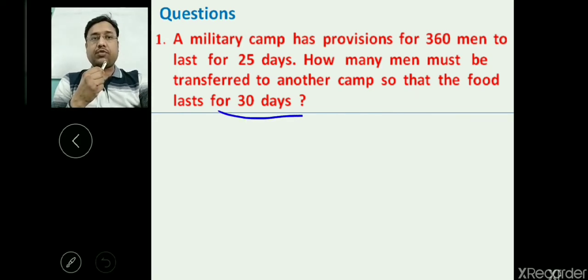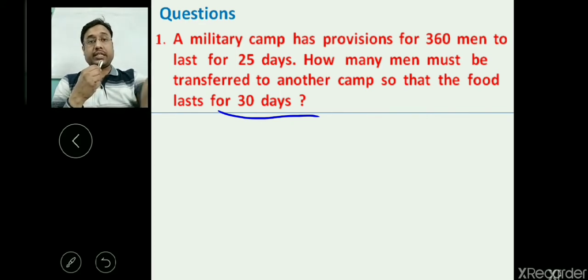That means the food will last for 30 days. So they want their food, instead of finishing in 25 days, to finish in 30 days. Then surely they have to transfer some of the men to another place. Then only it is possible. Then only the food will last 30 days, because they want 5 more days.